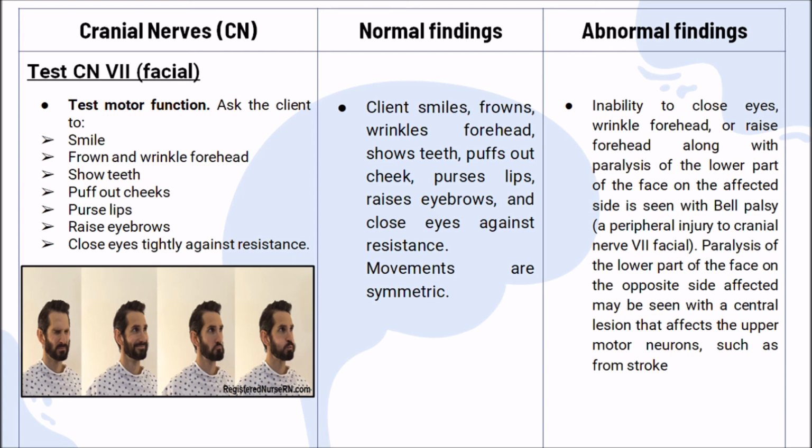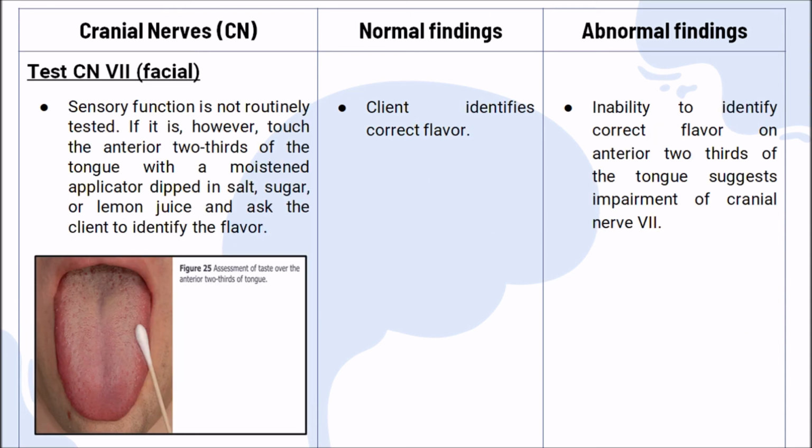Abnormal findings: inability to close eyes, wrinkle forehead, or raise eyebrows, along with paralysis of the lower part of the face on the affected side, is seen with Bell palsy. Paralysis of the lower part of the face on the side opposite the lesion may be seen with a central lesion that affects the upper motor neurons, such as from stroke. Second instruction: sensory function is not routinely tested.